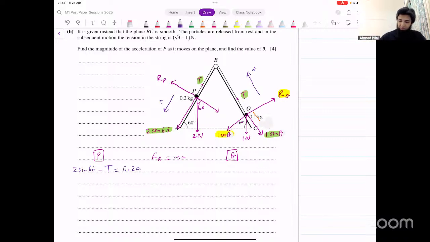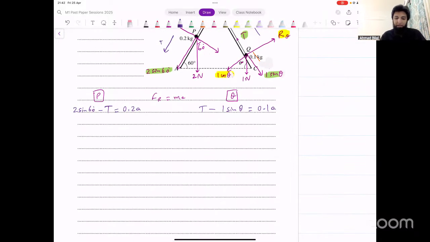Q is moving upwards. The forward force is T for that. Backward force is 1 sine theta. This should equal mass of Q, which is 0.1 times acceleration. Solve these two equations simultaneously. You'll get the values of T and A from this.